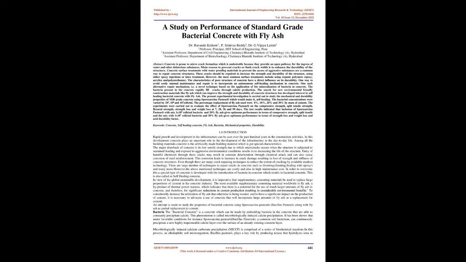The present experimental investigation is carried out to study the mechanical and durability properties of M40 grade concrete using Sporosarcina Pasteurii, which would make it self-healing. The bacterial concentrations were varied by 10^5, 10^6 and 10^7 cells/ml. The percentage replacement of fly ash used were 0%, 10%, 20%, and 30% by mass of cement. The experiments were carried out to evaluate the effect of Sporosarcina Pasteurii on the compressive strength, split tensile strength, flexural strength, strength loss, and weight loss at 7, 28, 56 and 90 days.